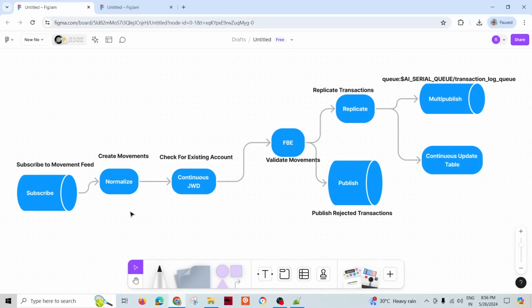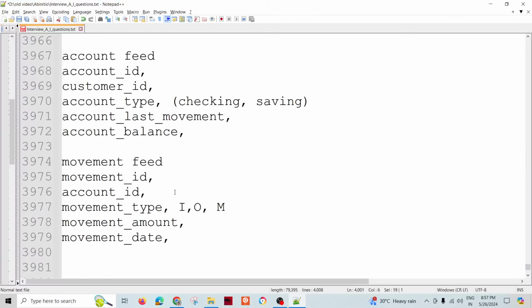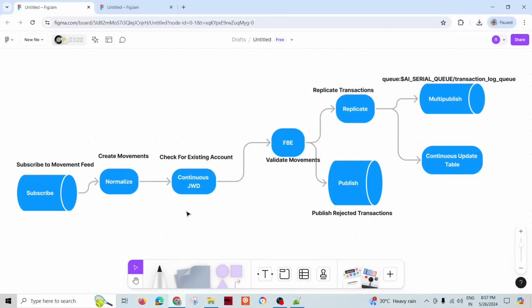We will create the two and, based on the account movement type, we will assign them. So this is the kind of data type we have: movement type, in and out of money. Then, for a particular transaction, we will check whether the account exists or not. If that account does not exist, then we will not use that account further.